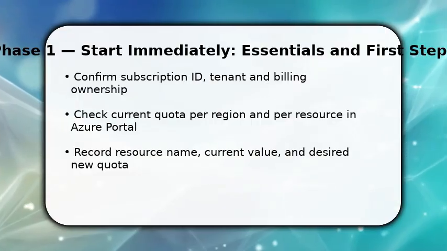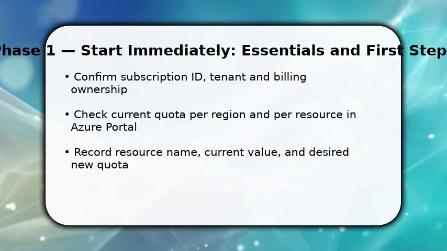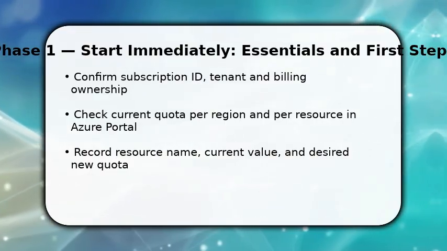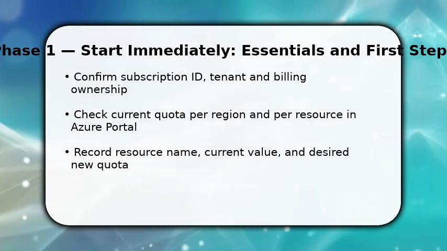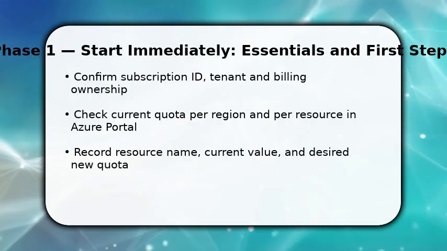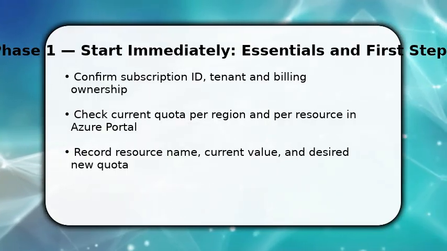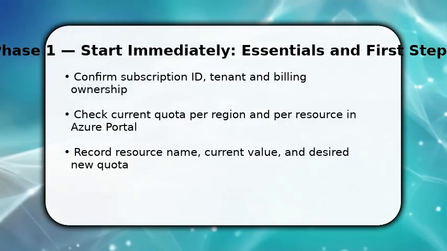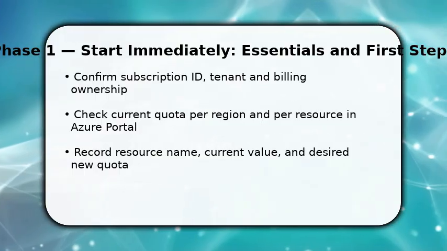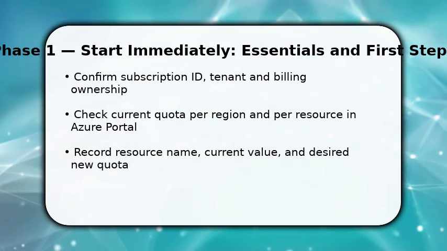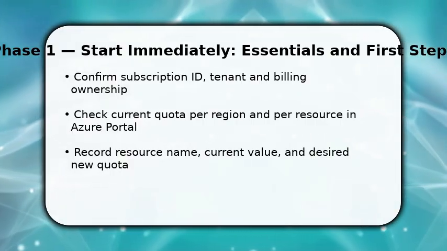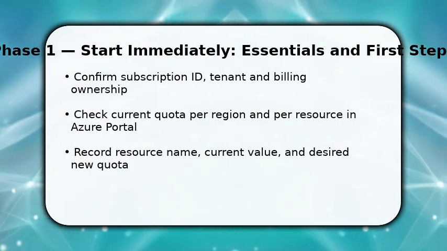You begin by validating prerequisites. Make sure you have subscription ID and owner or service administrator rights, because you will need them when filing a request. Next, open the Azure portal and view usage plus quotas for the specific service and region. Note the current quota values and the exact resource SKU so your request is precise. Once done, prepare a short technical justification explaining why you need the increase and the expected timeline. This speeds up reviewer decisions.